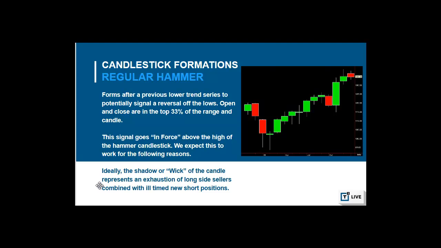We expect this to work for the following reasons. Ideally, the shadow or wick of the candle represents an exhaustion of long-side sellers combined with ill-timed new short positions. So what does that mean? This, as you can see here, is the hammer. In a downtrend, if longs have blown out and anybody short down in here is trapped, they trigger above the hammer right here. All right? This is known as a shadow. Some people call it a wick. This hammer triggers as soon as the price travels above the hammer. That's when it goes in force.